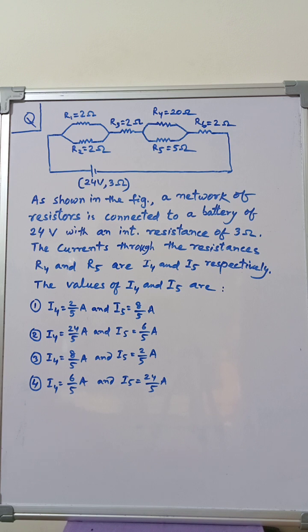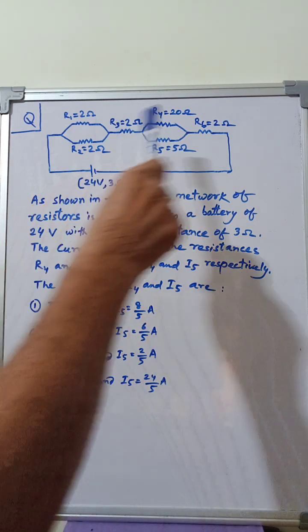In this video tutorial, we will discuss a multiple choice question taken from JEE Main exam of 2023. The question is about a series parallel network of resistors connected to a cell. We are required to find the current through given resistances of the network. Read the question carefully. The network is given.